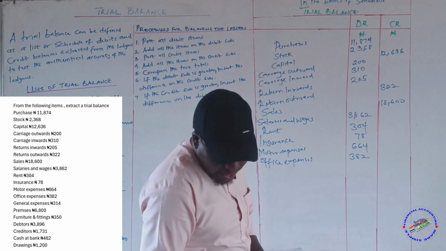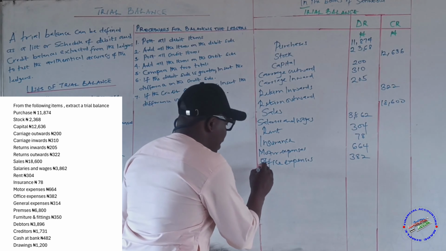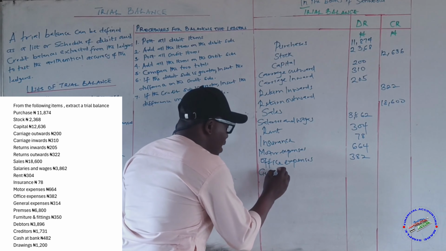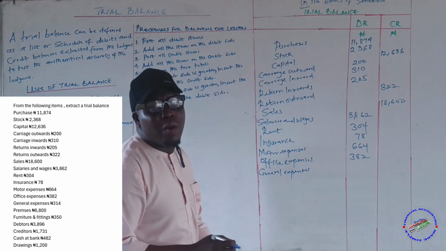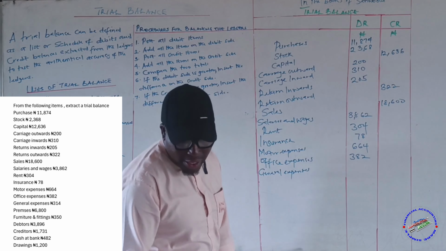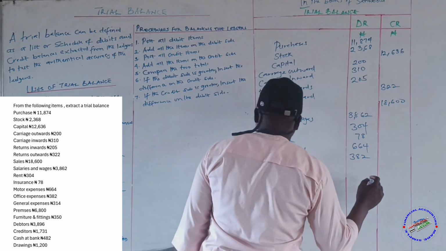The next one is general expenses. This is another expenditure. And by our rule of trial balance, all our expenses must have a debit balance. So general expenses is 314.